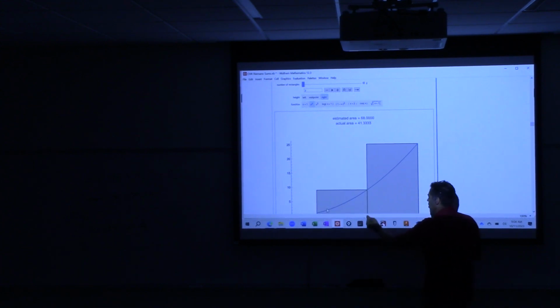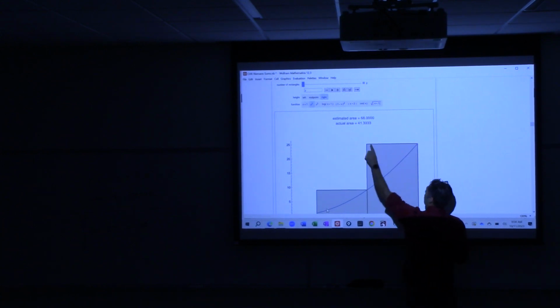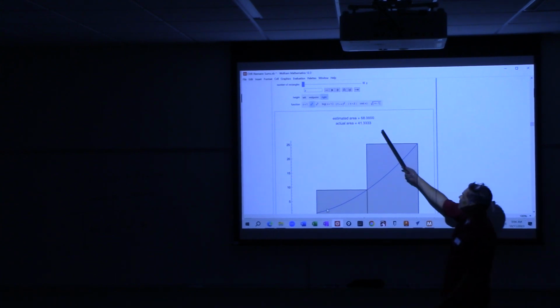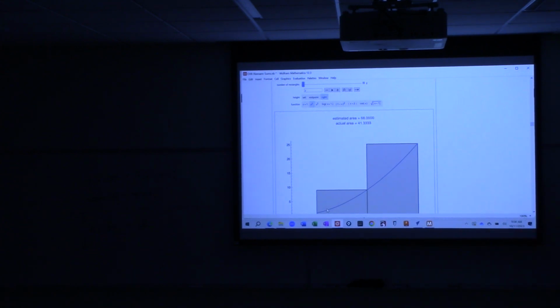On the second rectangle, I went to the far right endpoint here, went all the way up to the function, then just went over and down. Now I have those two. Do y'all see that's a better approximation? Now we're at 68.00. That's closer to the true area of 41.3. What would be even better?